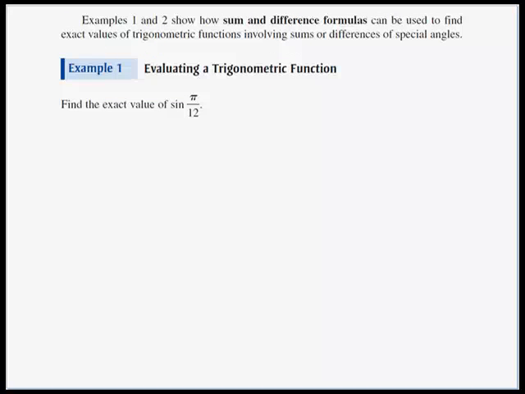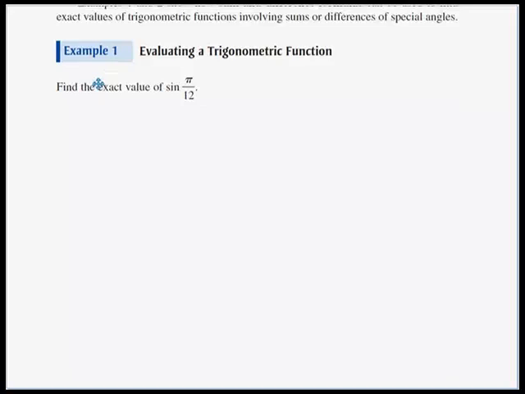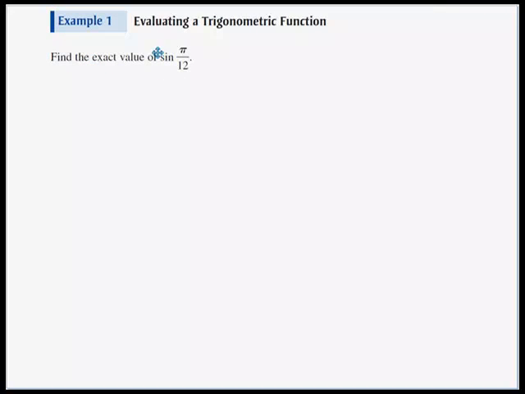So here in example 1, evaluating a trig function, find the exact value of sine of 1/12 pi. If we go to our unit circles, 1/12 pi is not one of our commonly used angles, so that's not just going to be a point on the unit circle. And we've got to think to our fractions. On the unit circle, we have radian measures. We have a 1/6 pi. We have a 1/4 pi, a 1/3 pi, half pi.